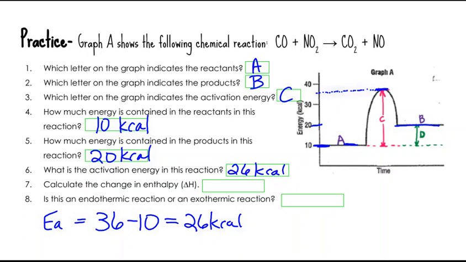Now the enthalpy change. Remember the enthalpy change, or delta H? We're going to do products minus reactants. So products would be 20 minus the reactants here, which would be 10. So what is our delta H? 10 kilocalories, and it happens to be positive 10 kilocalories. Because this one is what type of reaction? Is that endo or exo?